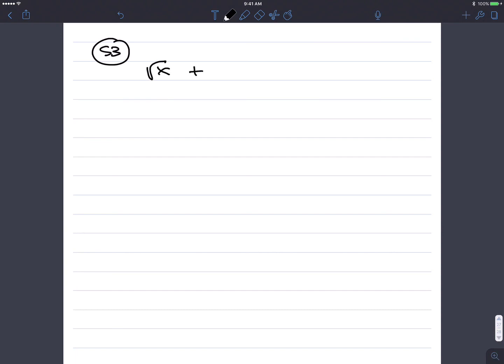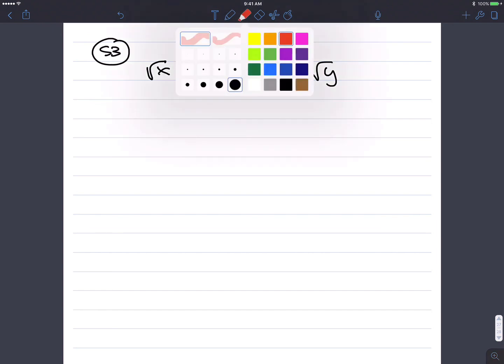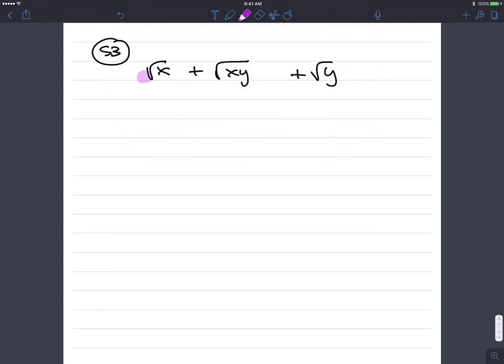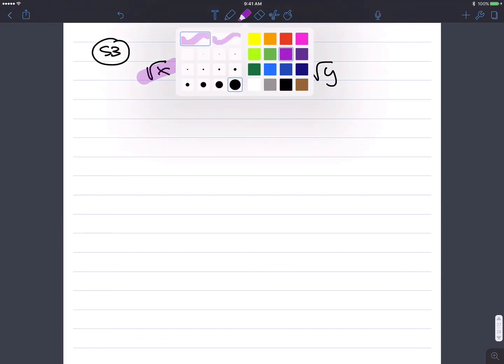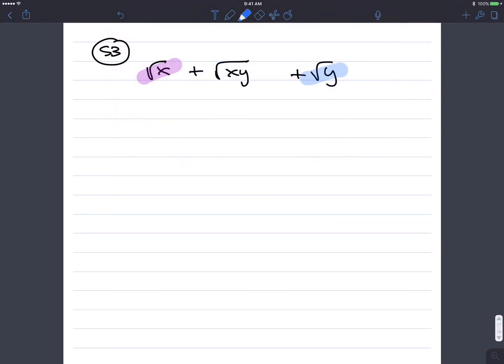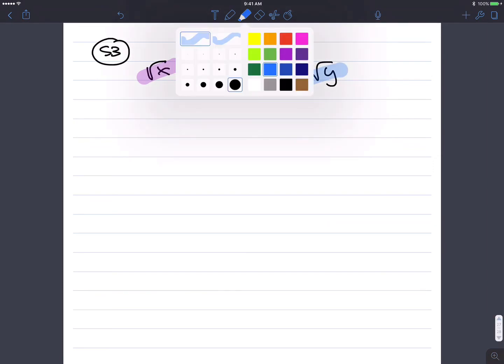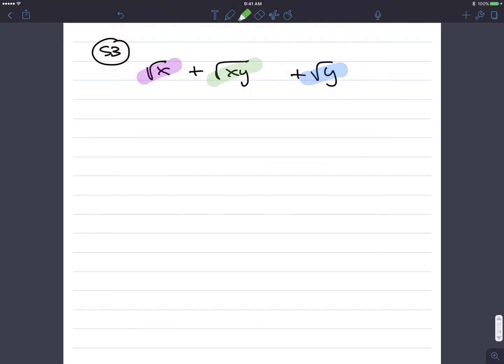53. The cube root of x plus the cube root of xy plus, sorry, those are square roots. Let's take that back. The square root of x plus the square root of xy plus the square root of y. Now, every one of these radicals is simplified. The square root of x is one type. We have the square root of y here as another. And then we have this middle radical, square root of xy.